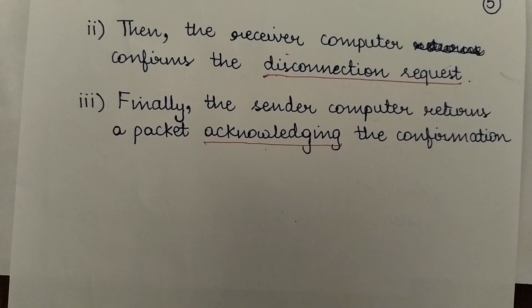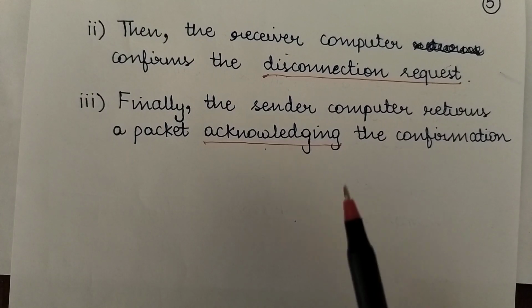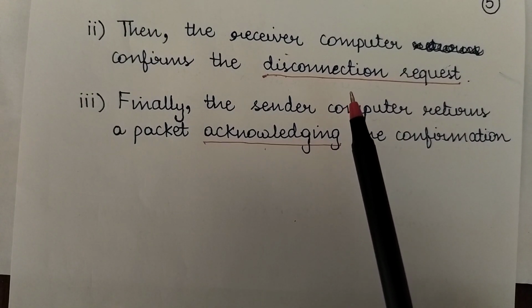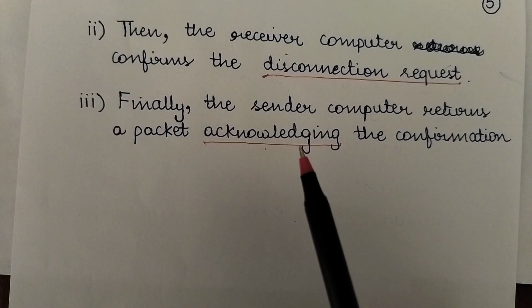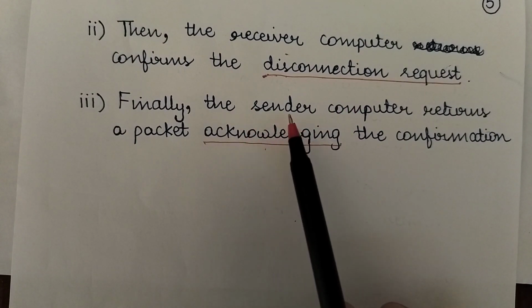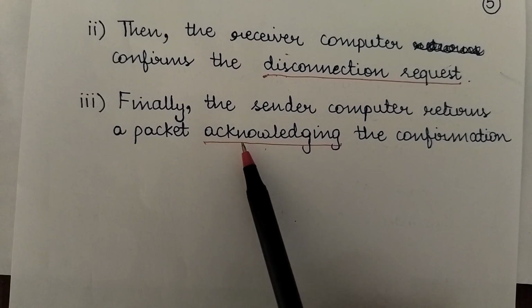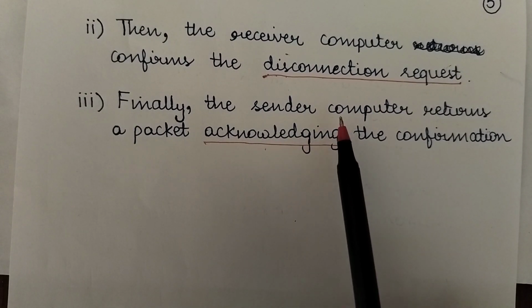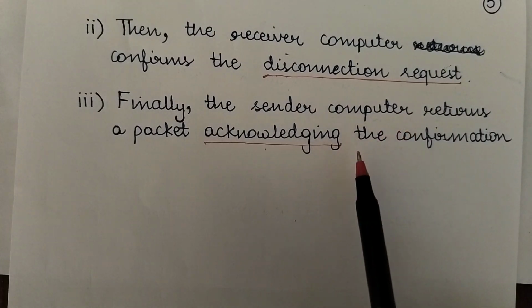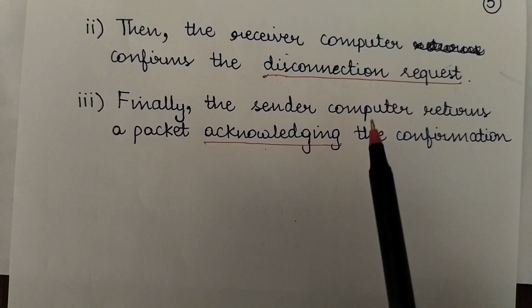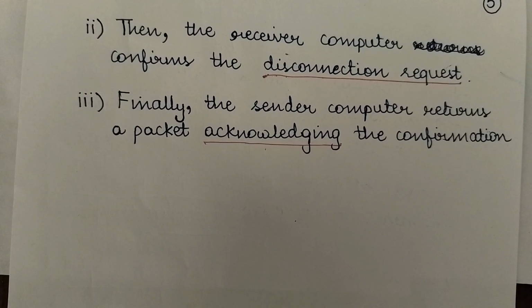Then the second step in the three-way handshaking is that the receiver computer confirms the disconnection request. So when the receiver computer receives the disconnection request packet, it confirms it, right? And when it is confirmed, the sender computer returns an acknowledgement packet saying that it has received the confirmation, that it has acknowledged the fact that the receiver computer has confirmed the disconnection request.